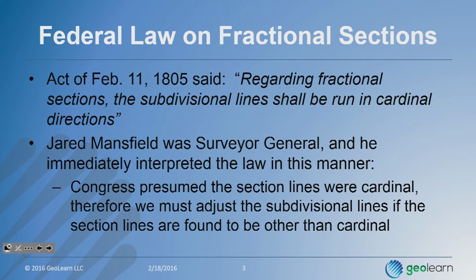Well, because they had passed 20 years before a law that said you'll run all the lines in the public land system cardinal. Okay, and again, we're talking about geodetic bearings here, so we'll come back to that in a minute. But that's what the law said. So he said Congress presumed the section lines were cardinal. Therefore, we must adjust the subdivisional lines if the section lines are found to be other than cardinal.